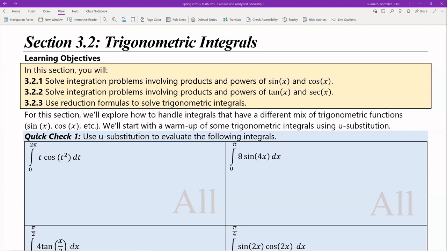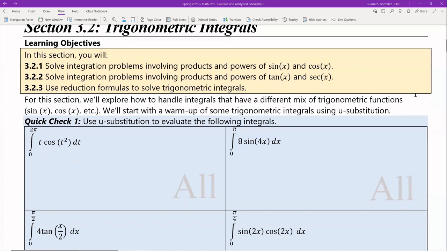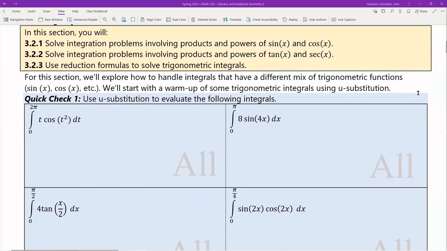Okay. So what we're going to do in section 3.2 is deal with trigonometric integrals, just integrals that have trig stuff in them. In particular, we're going to do sine and cosine integrals, and then we're going to move on to tangent and secant functions at the very end. So the first thing I want you guys to do, right off the bat, is some u substitution. So these are run-of-the-mill basic u substitution integrals. You're supposed to just make u equal to something, right? And then use your trig integrals from there to just simplify, just like we did in chapter one.